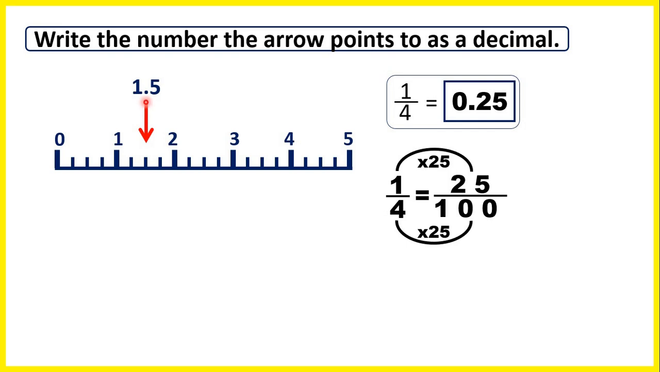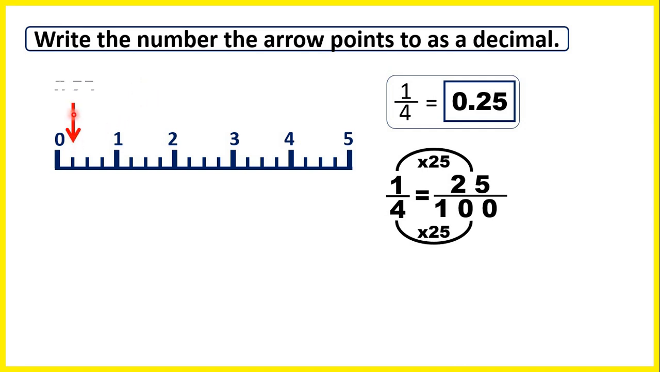The other way to think about this is to notice that the arrow is pointing right in the middle or halfway between 1 and 2, and 1/2 is the same as 2/4, and 1/2 as a decimal is 0.5, but because the arrow is after one whole, we need to write 1.5.